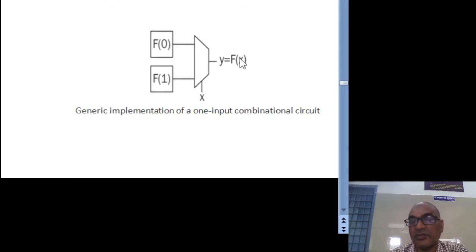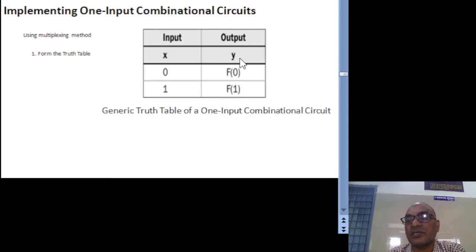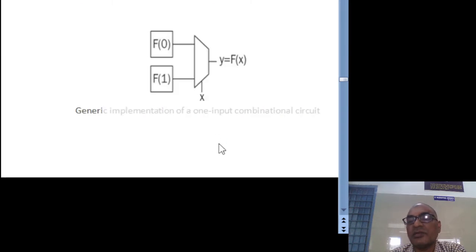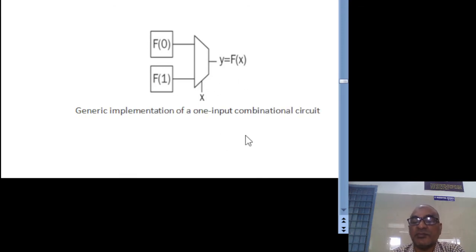Same thing. If you observe the truth table in the previous slide, if x is 0, what is y? F of 0. If x is 1, what is y? F of 1. Clear? So like that the lookup table with RAM and multiplexer can be implemented.